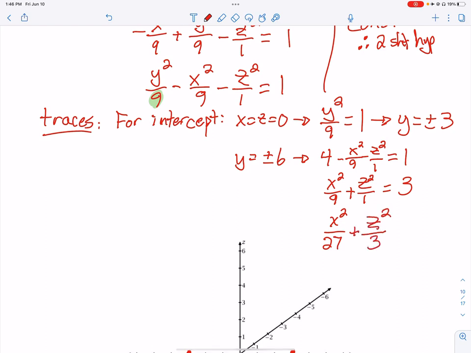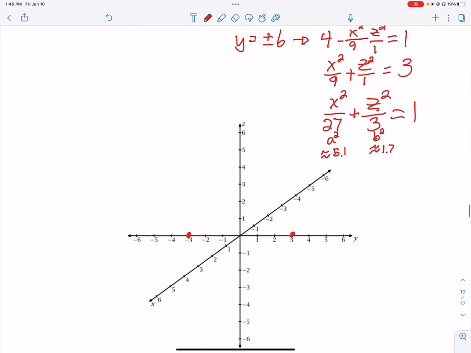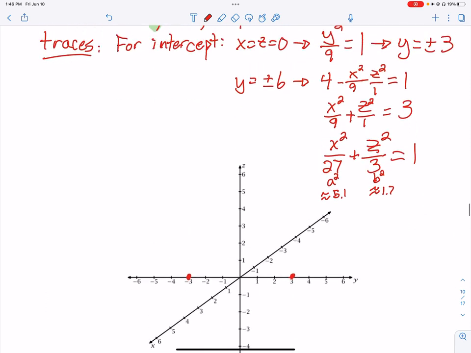We just are dividing. So we have this, which, okay, remember this is a squared. So that means the square root of 27. That's about 5.1. This is b squared. Take the square root of 3. That's about a 1.7. That's an ellipse.